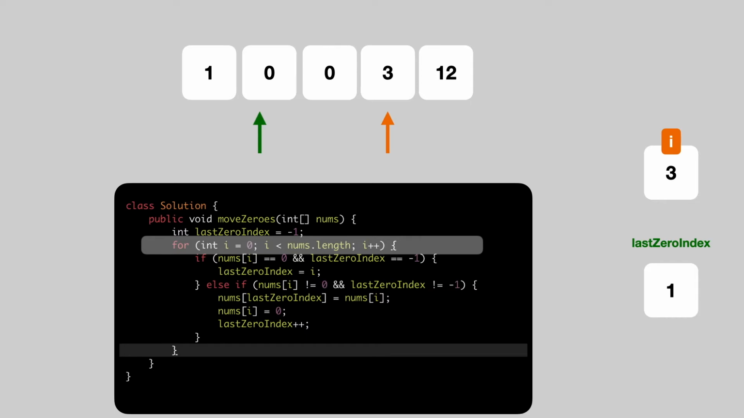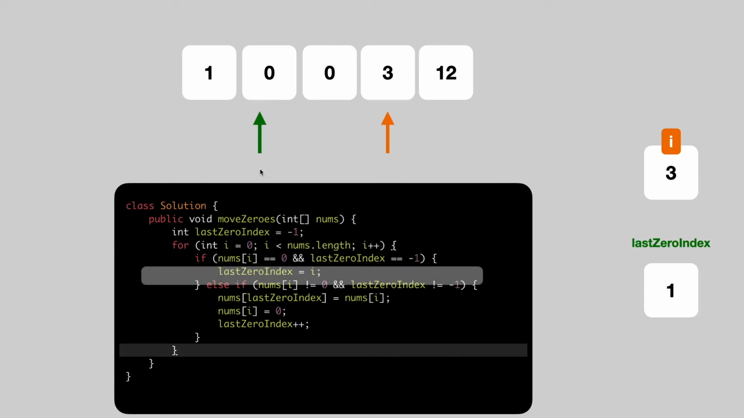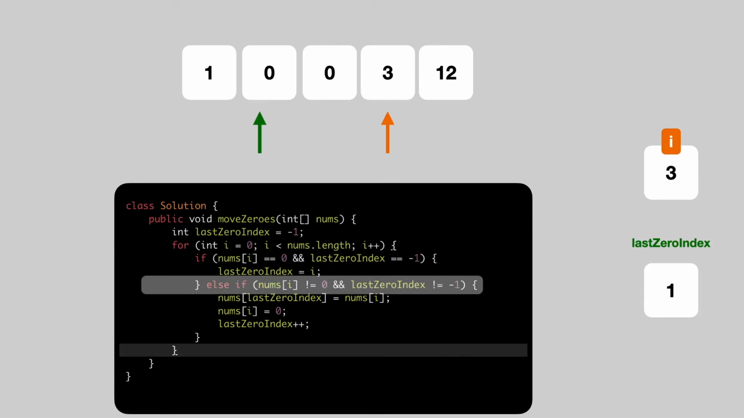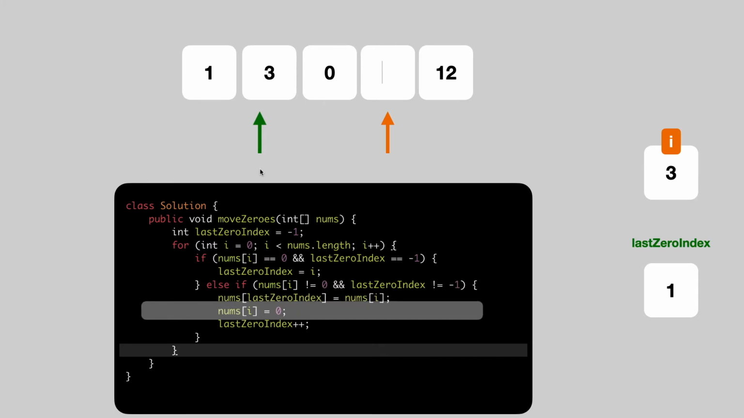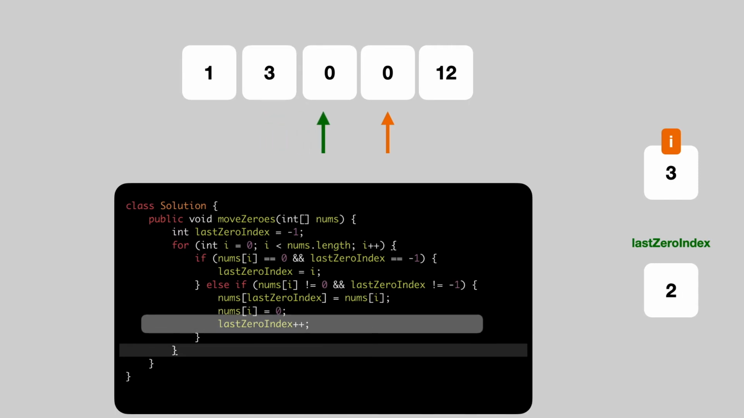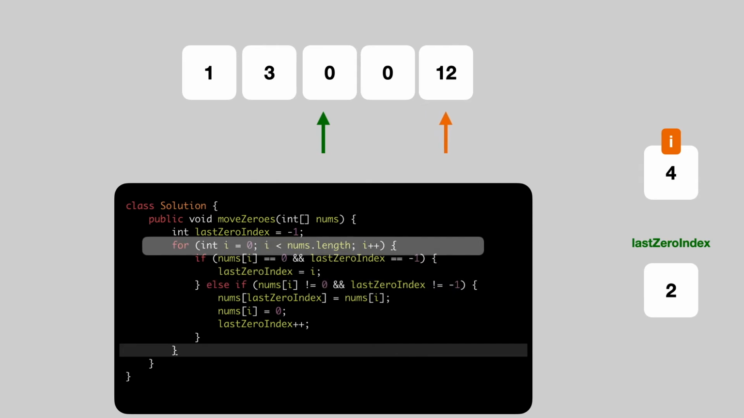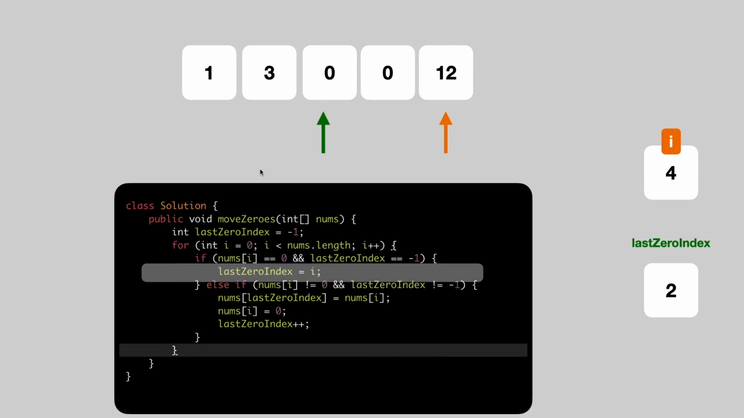So now we have the last 0 index set to 1. And the value 3 is different than 0, so we switch. We set the current value of the last 0 index with 3 and set the value of I index to 0 and increment the last 0 index. The last element of the array is 12, which is different than 0. So we will be doing the same as 3.